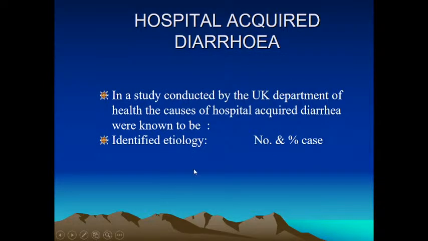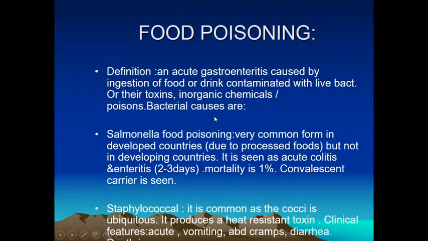Hospital-acquired diarrhea is also another problem which can occur, and hospital-acquired infections are a different chapter in itself. Food poisoning can result in diarrhea, and this can be due to staph infections or Bacillus cereus. Salmonella, Staph, and Bacillus cereus are the three most common infections, and they can result in huge food poisonings.